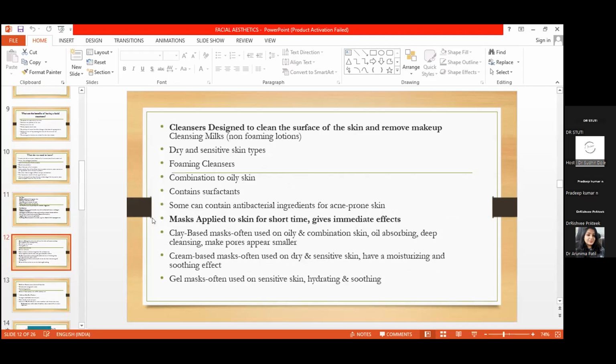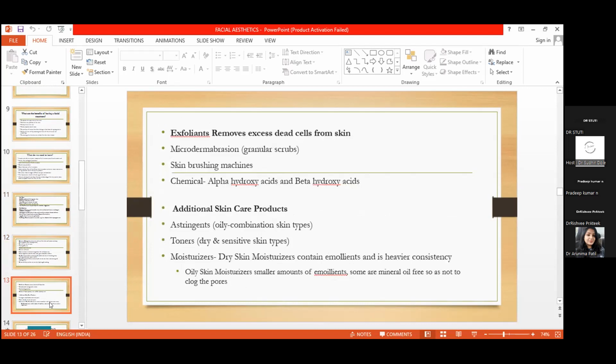And then we can advise them the cleansers and masks which we can use during our treatment and which they can use after the post care treatment. Masks, basically we have three options: clay, cream, and gel base. So according to the skin type you can prescribe them. Then comes the exfoliants, which are on our part basically. So microdermabrasion is one of our treatments we can give to the patient. Then we have different machines like hydrofacial and dermapen also, and the chemical peels.